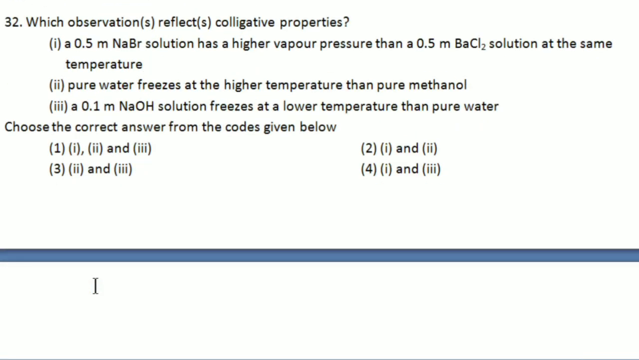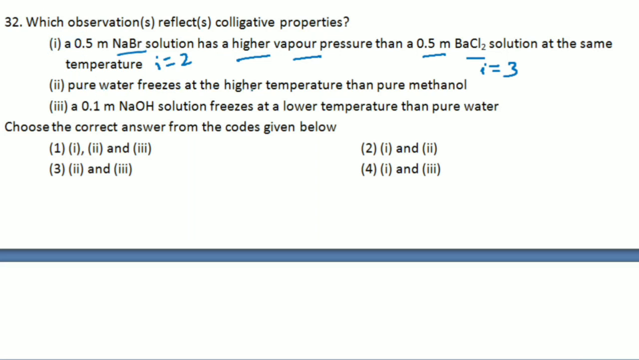32nd, which of the following observations reflects colligative property? Very simple. 0.5 molal NaBr is having higher vapor pressure than 0.5 molar BaCl2, because here i is equal to 3, here i is equal to 2. Definitely the more the i value, the lesser the vapor pressure. Hence BaCl2 has lesser vapor pressure and NaBr has more vapor pressure. So definitely it is a colligative property.